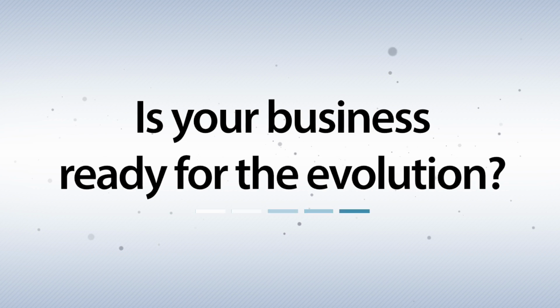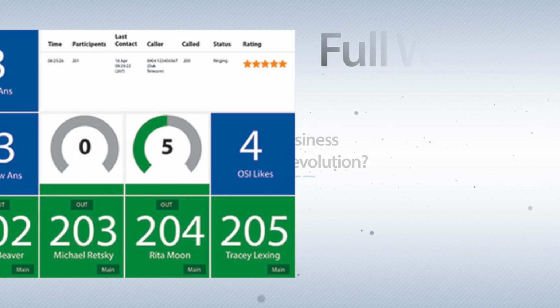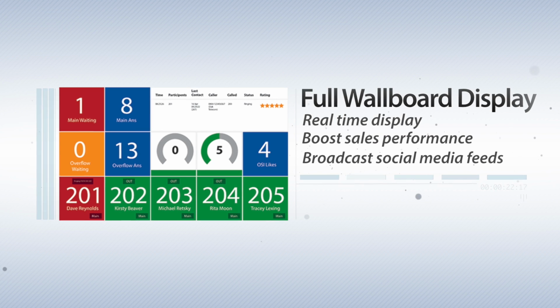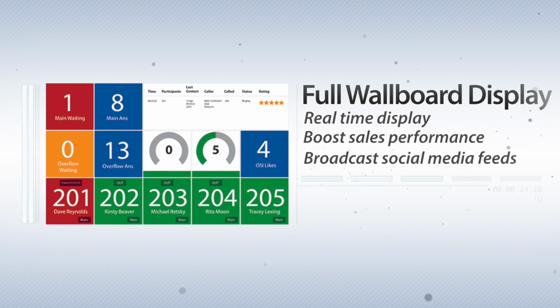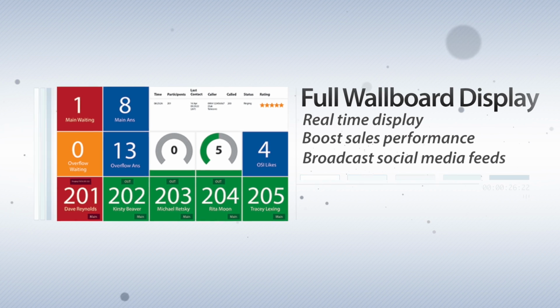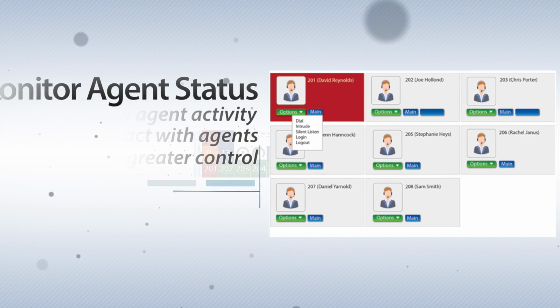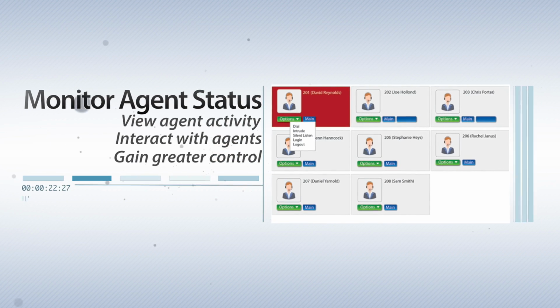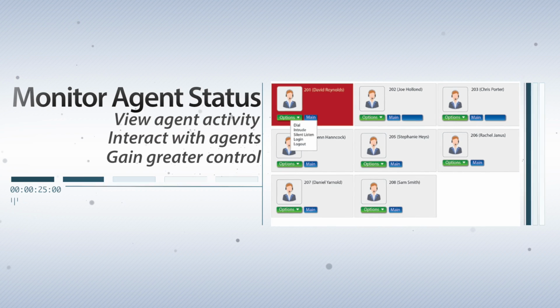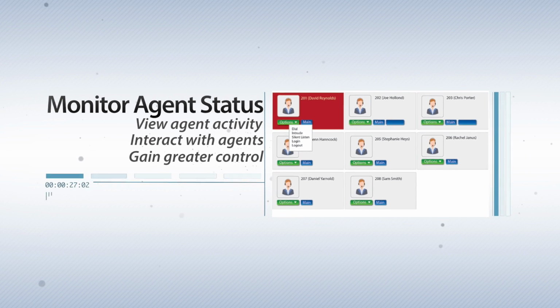With a fully customizable wallboard display that allows you to exhibit information in an instant, you can boost staff performance with target-based competitions and stream social media feeds. By allowing managers to view agent activity in real time and interact with staff members during calls, Evolve can improve the quality of staff performance.